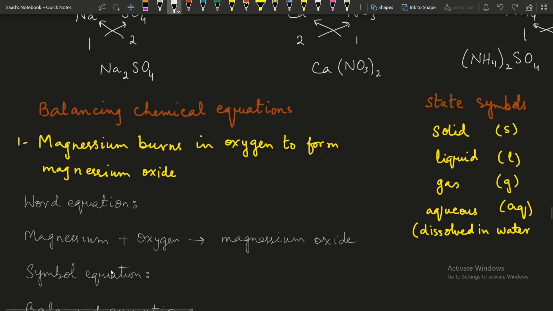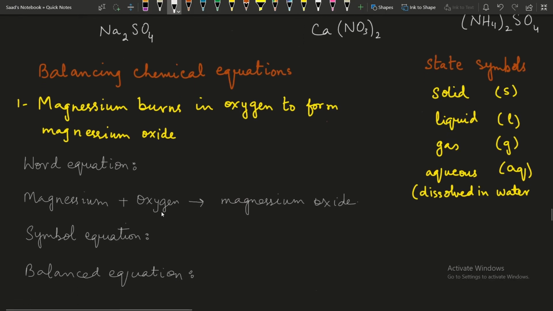After that, we have to see how to balance the equation. For balancing equations, I have selected these few examples. Like first reaction is that magnesium burns in oxygen to form magnesium oxide. The word equation is given over here. You can see magnesium plus oxygen giving magnesium oxide, and then we can write the simple equation for that.